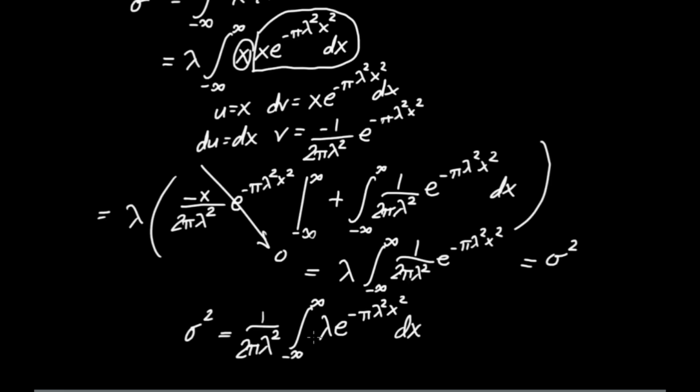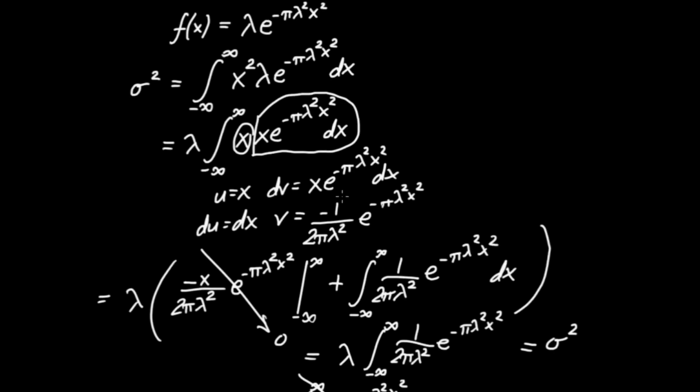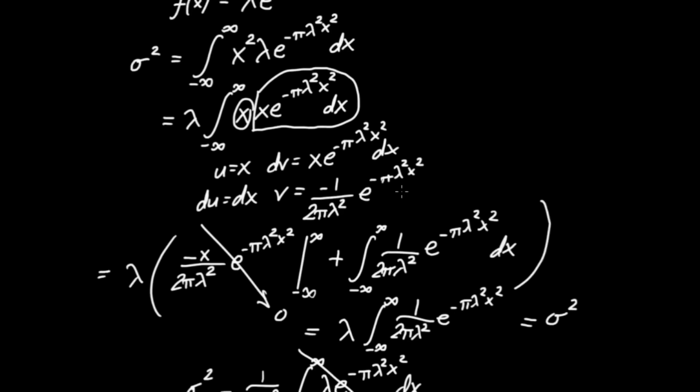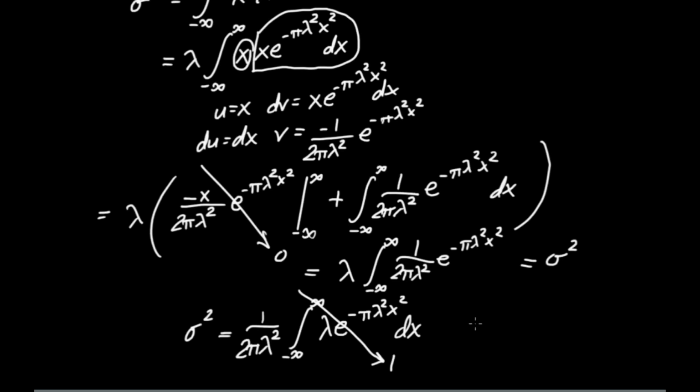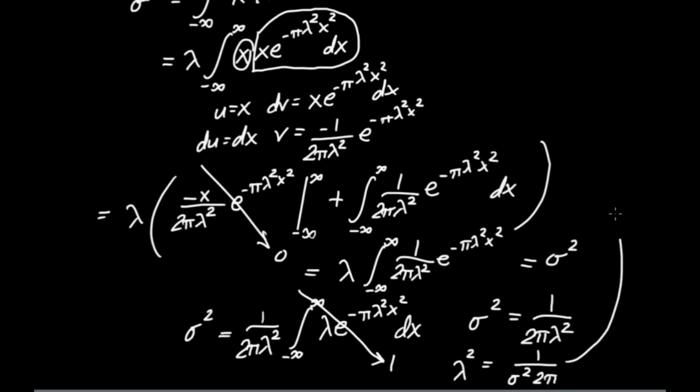Because this integral over here, remember we said no matter what lambda is, this integral already satisfies that normalization condition. That is, this whole thing integrates to 1. And that's equal to what we had up here. So that's why it integrates to 1. So what I get is sigma squared is equal to 1 over 2 pi lambda squared. And let me solve for lambda squared. Lambda squared is therefore 1 over sigma squared times 2 pi. And what that means, let me come back up here, lambda itself is equal to 1 over sigma times the square root of 2 pi.